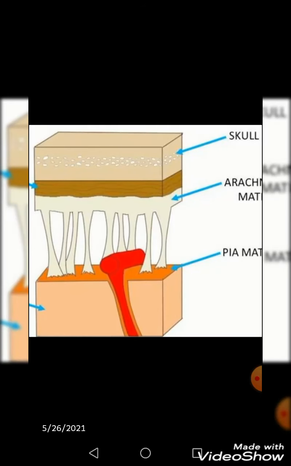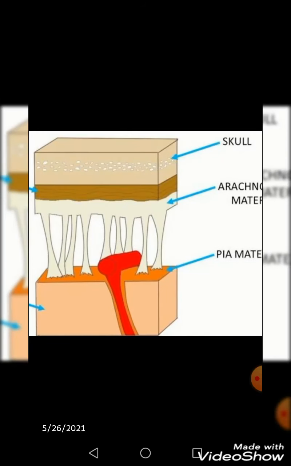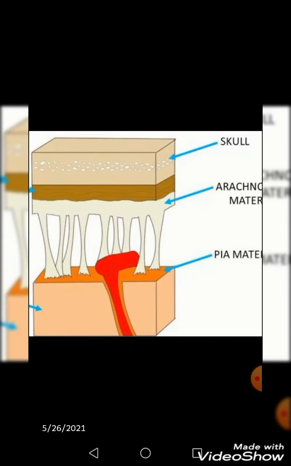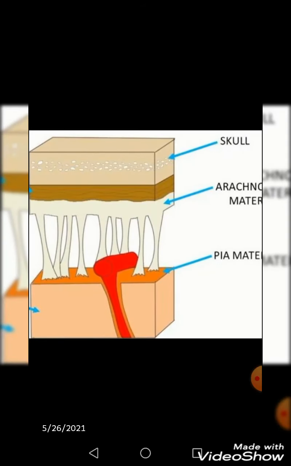Another important fact about it: this arachnoid mater and pia mater are often associated, and they often form a single membrane, and there we call them the pia-arachnoid or leptomeninges, right?